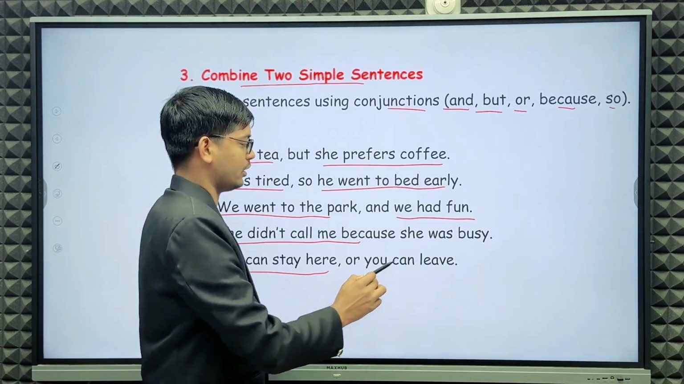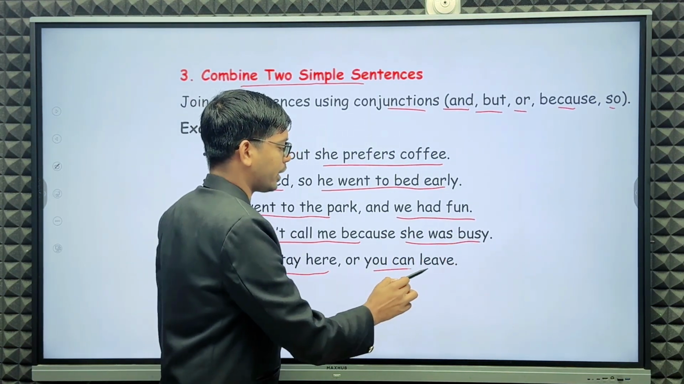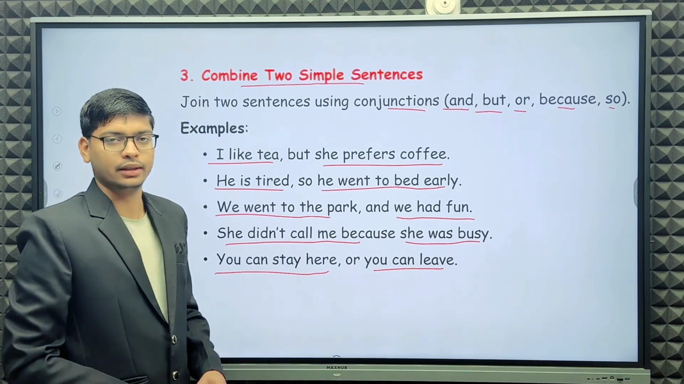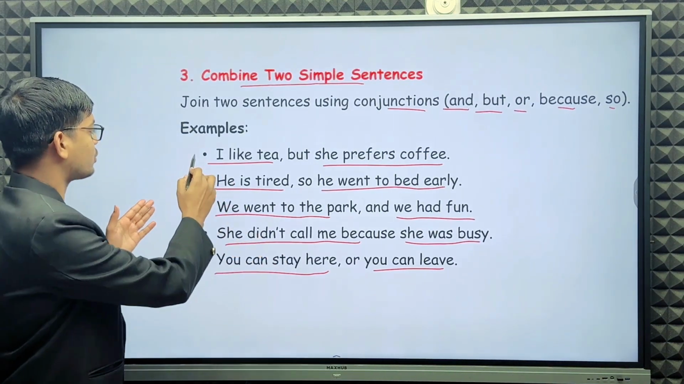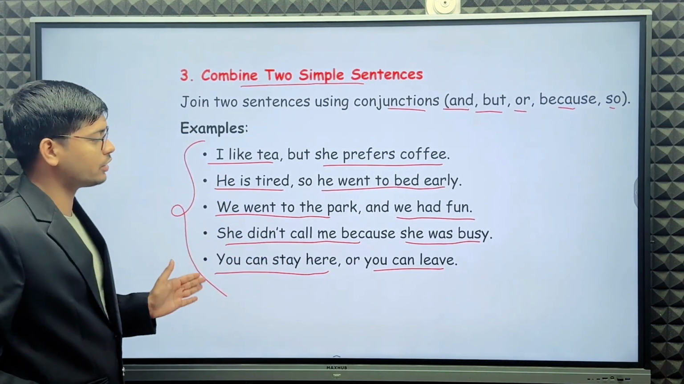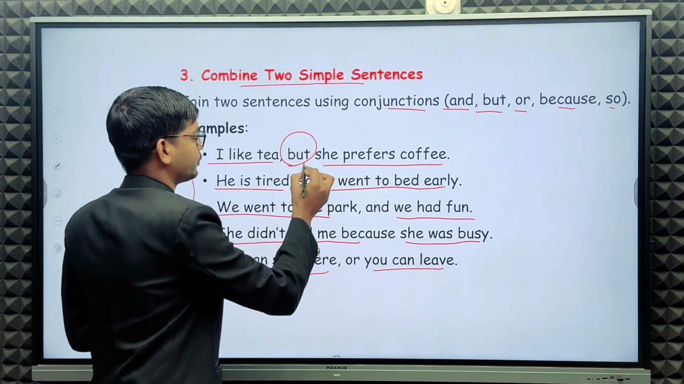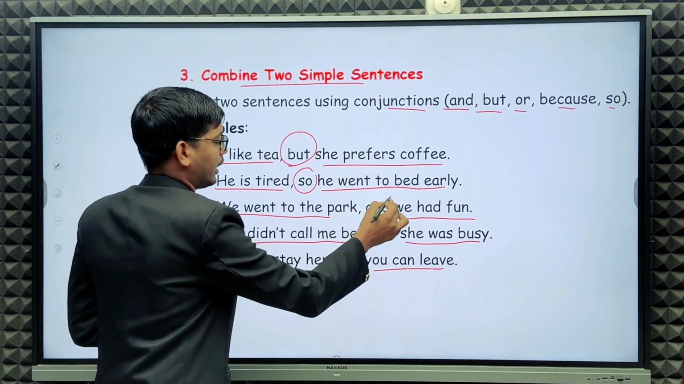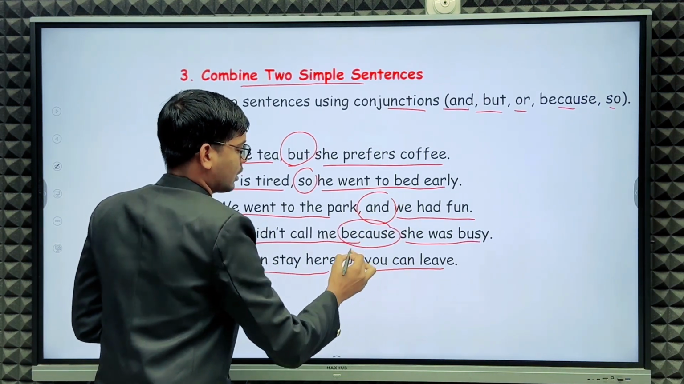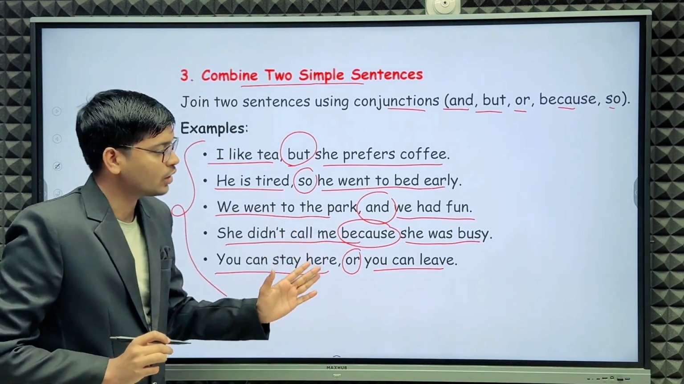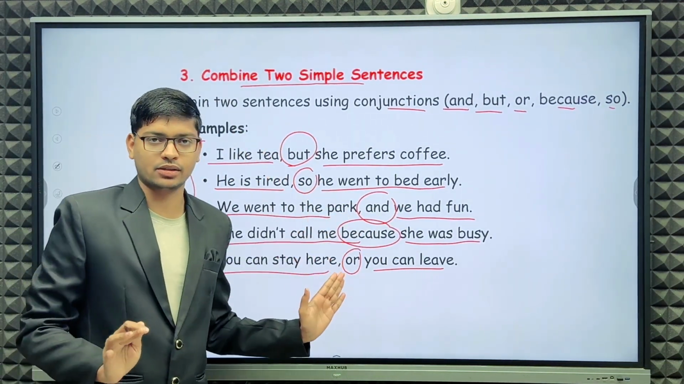We had fun. She was busy. You can leave. You can leave. Here, in all these examples have a conjunction, a specific conjunction like but, so, and, because, or. Okay, so these are all conjunctions.